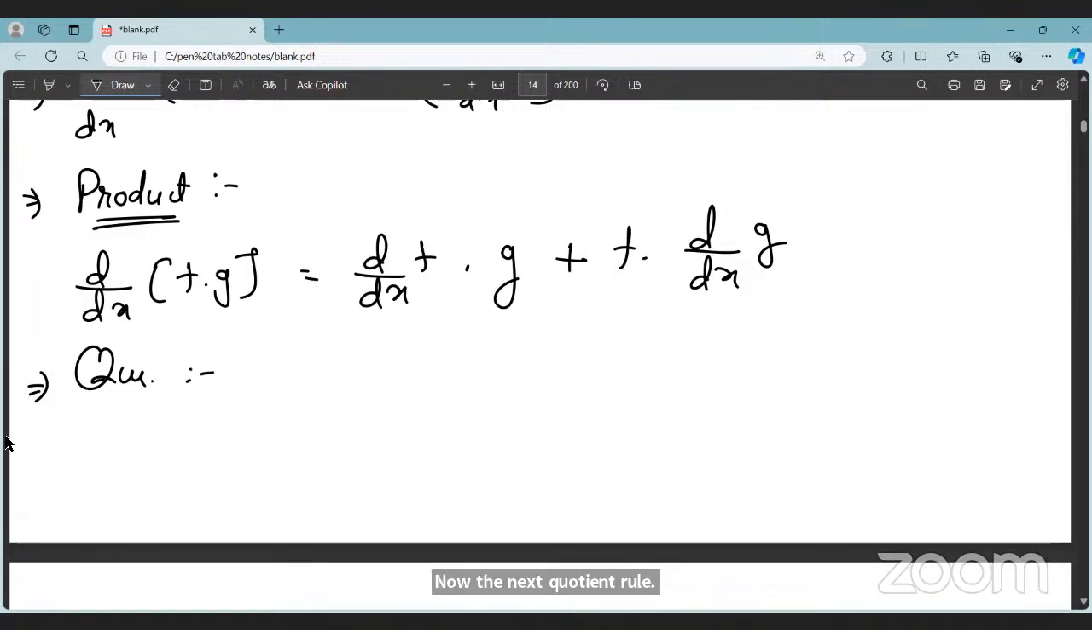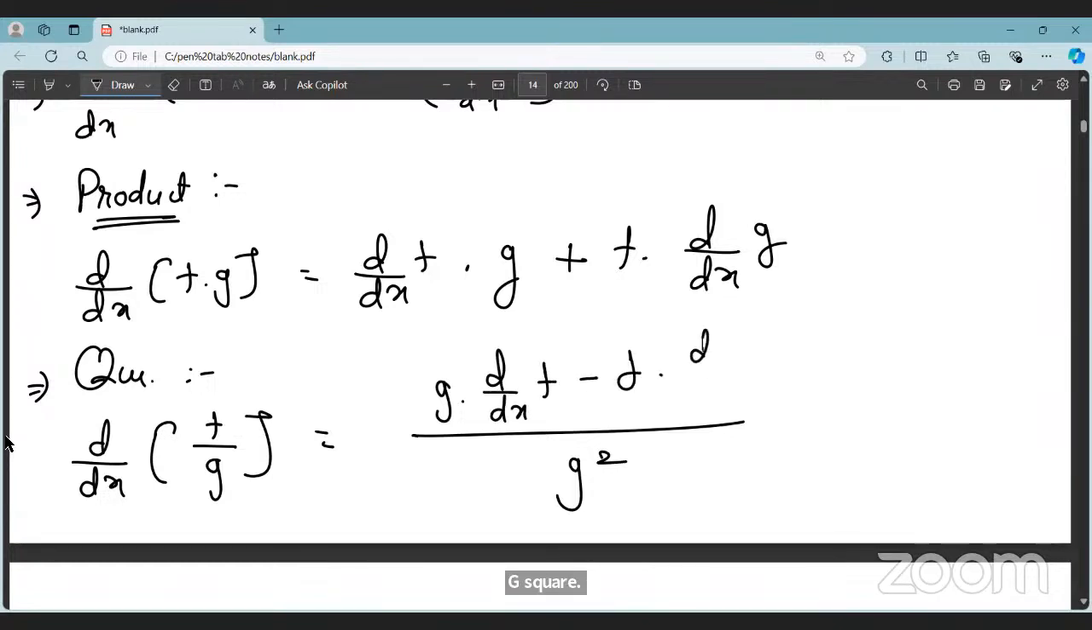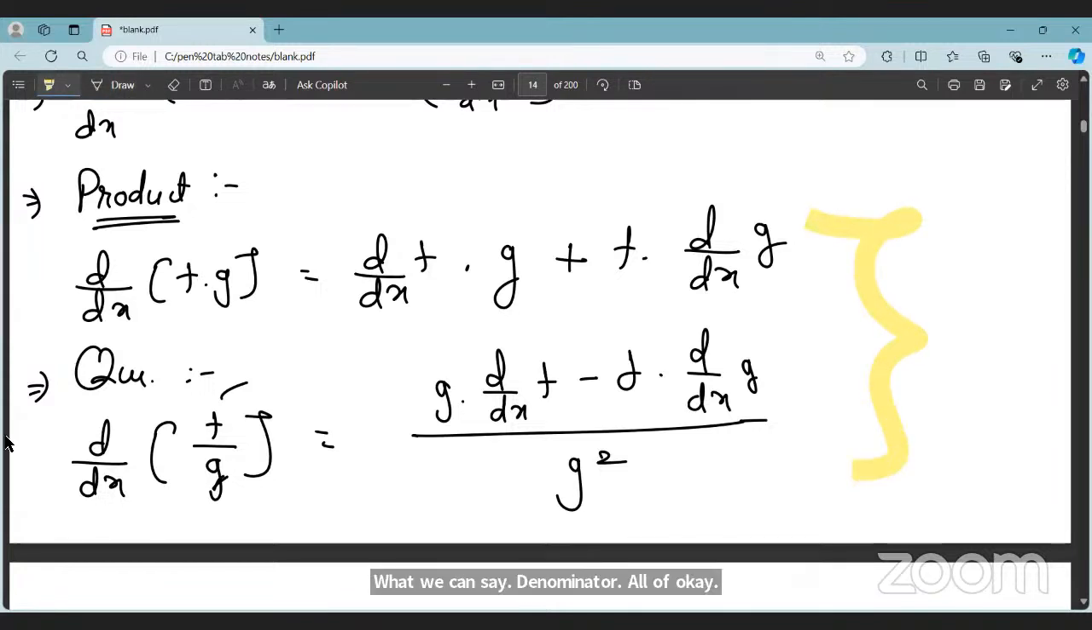Actually, you can obtain the quotient rule using the product rule only, but you have to remember that d by dx of f by g is equal to g into d by dx of f minus f into d by dx of g, all over g square, right? So that means at the denominator, you have to take the square of that function, and then in the numerator, you take the denominator function multiplied with the derivative of the numerator, minus the numerator multiplied with the derivative of the denominator. Okay, so these two are very basic formulas for differentiability.